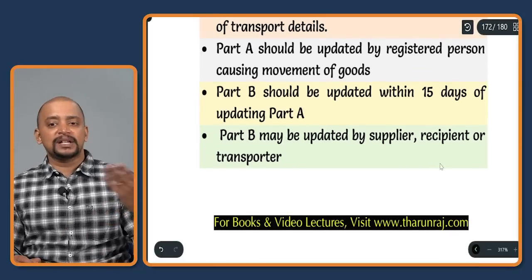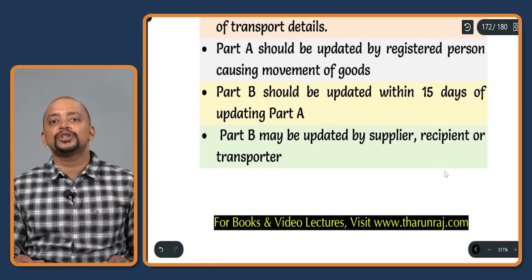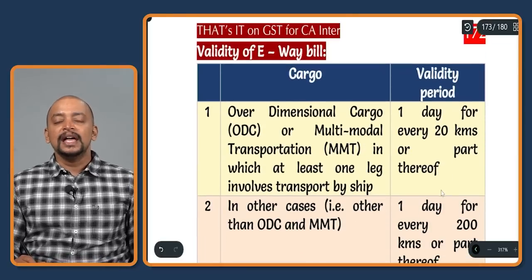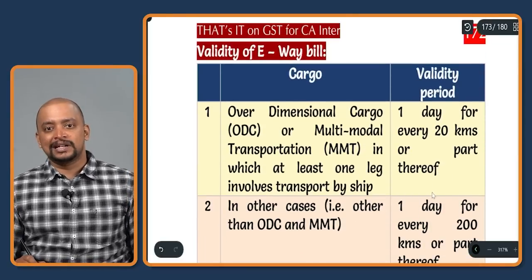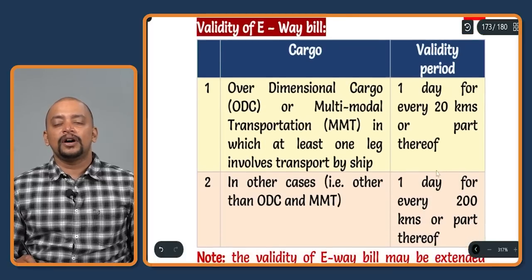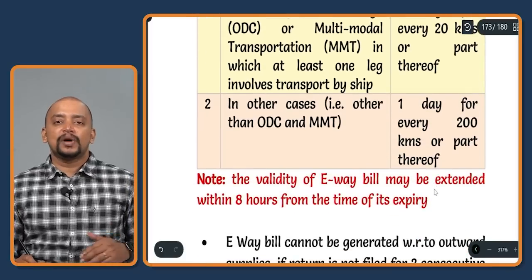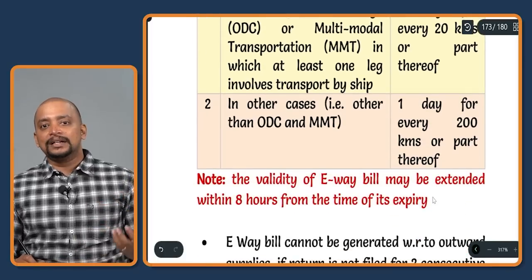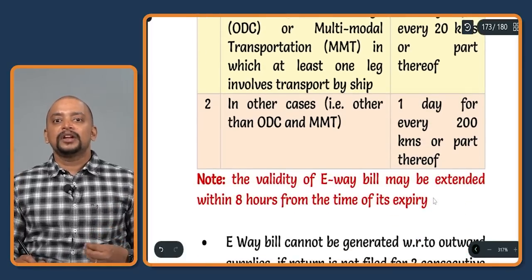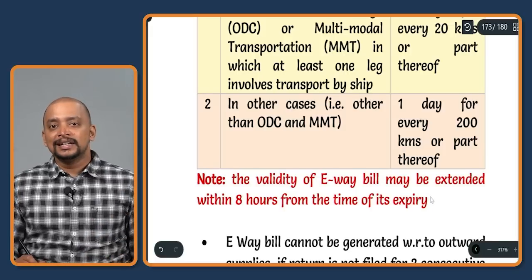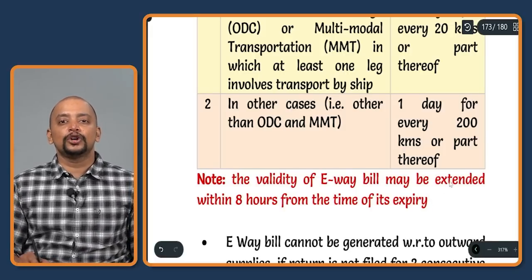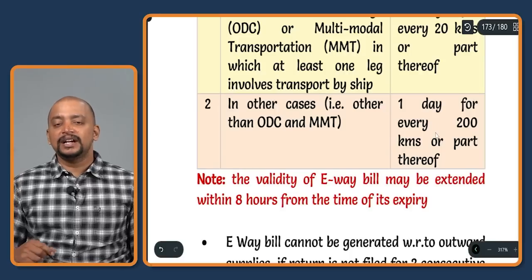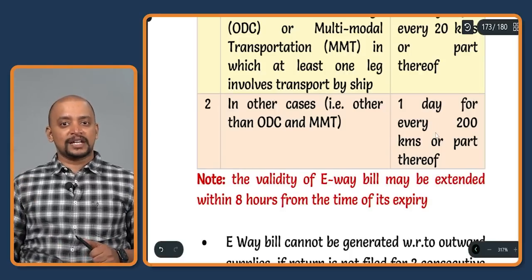Part B may be updated by the supplier, recipient or transporter, whomsoever is arranging the transportation. And for every e-way bill, there is a validity. Once the e-way bill is generated, it will be valid for a number of days, and that validity depends upon kilometers. Suppose it is 420 kilometers, then the validity will be 3 days. How? Because it is 1 day for every 200 kilometers or part thereof.